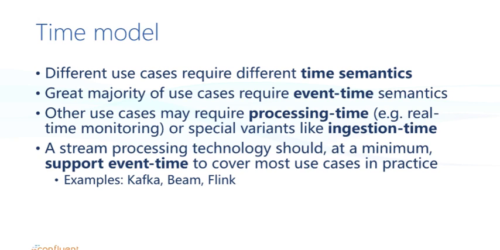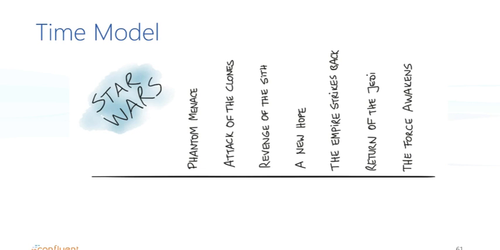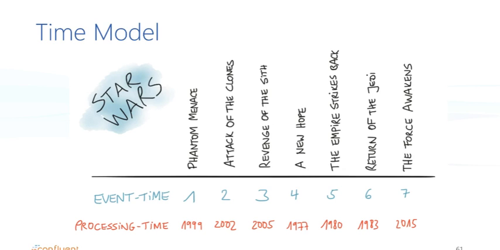Now, what is that? Here, the canonical example, I think, is the Star Wars franchise, where you have a list of episodes such as The Phantom Menace and Attack of the Clones. In terms of the time when things happen in the Star Wars universe, the first episode was The Phantom Menace. However, in terms of processing time, we are looking at the time when the film was actually aired to the public.